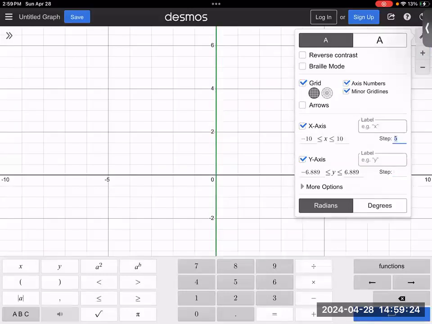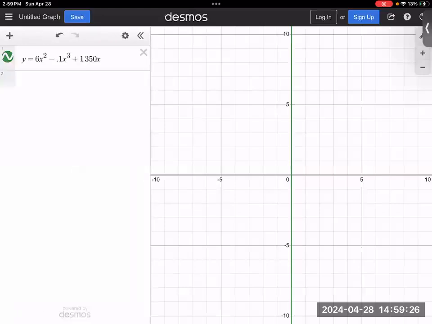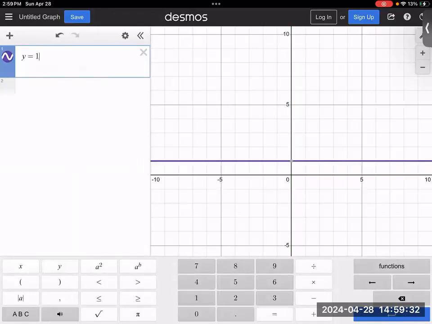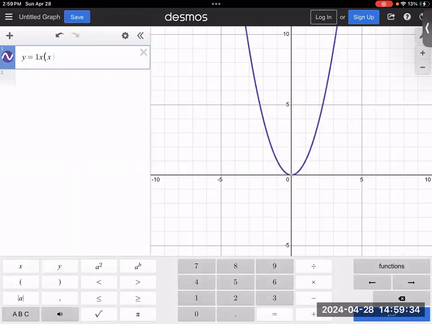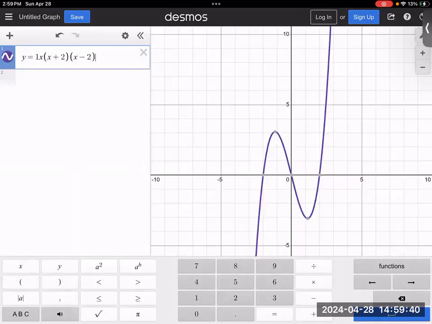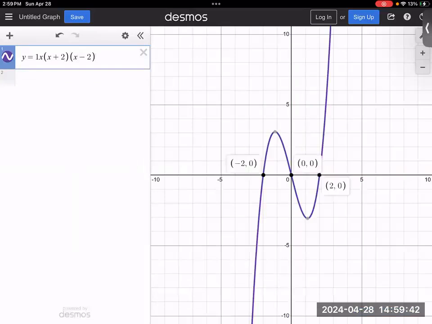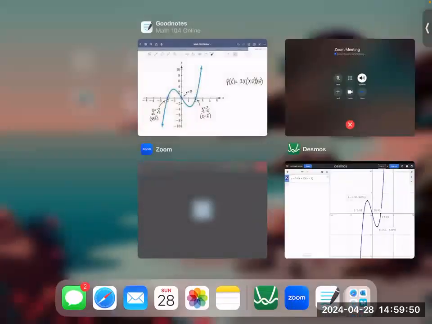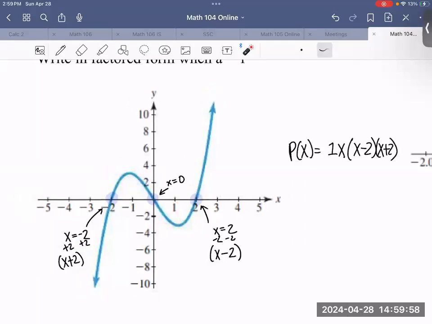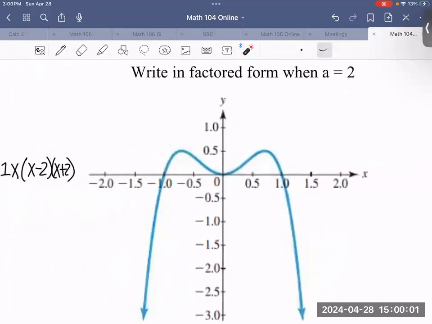Okay, let's go and graph. Y equals, we said 1x, x plus 2, and x minus 2. Now, is that the same graph? I believe so. We can verify as well by how close our maxes and mins look, which looks pretty good to me. Yeah, just off by a little bit. There you go. So let's try it again over here. Be careful on this one.